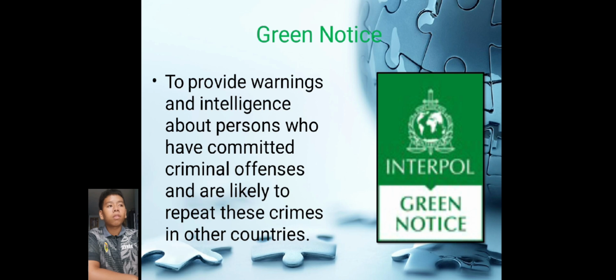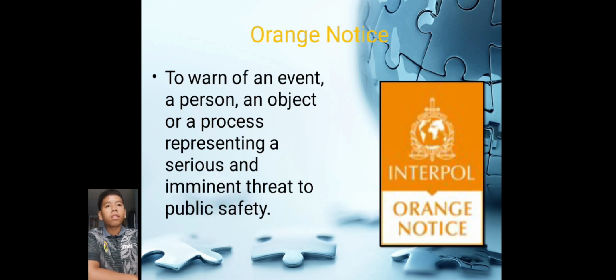This is for persons who have been given a green notice, because this person has committed a crime and will commit again. This is the green notice. And the orange notice is to warn of an event, a person, an object, or a process representing a serious and imminent threat to public safety. This is an orange notice, where we avoid this person because he may harm or threaten us badly.